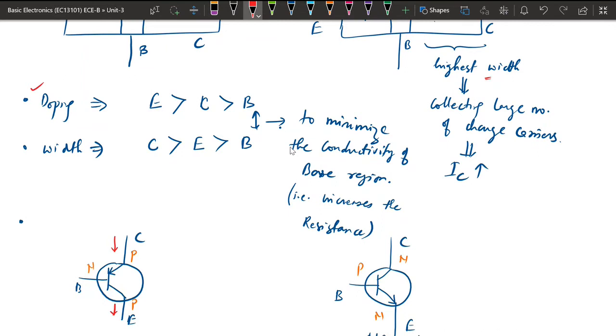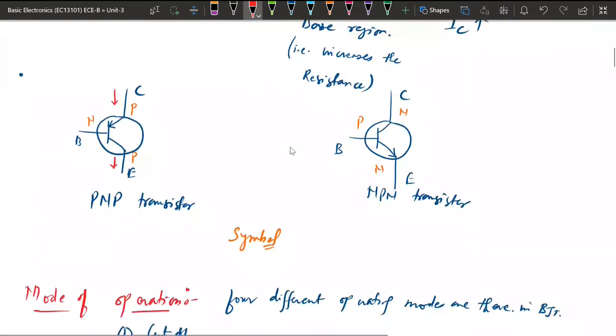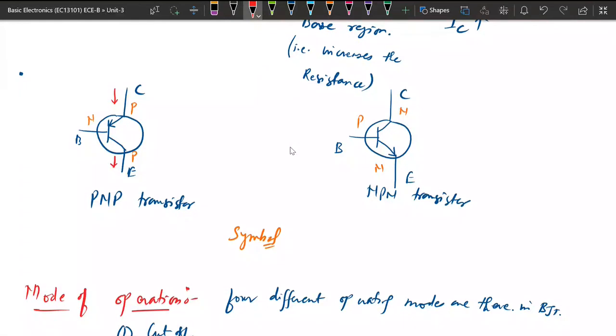Highest doping is in the emitter, then the collector, and then the base region. In terms of width, the collector has the highest width, then the emitter, and then the base region. So that was the construction.